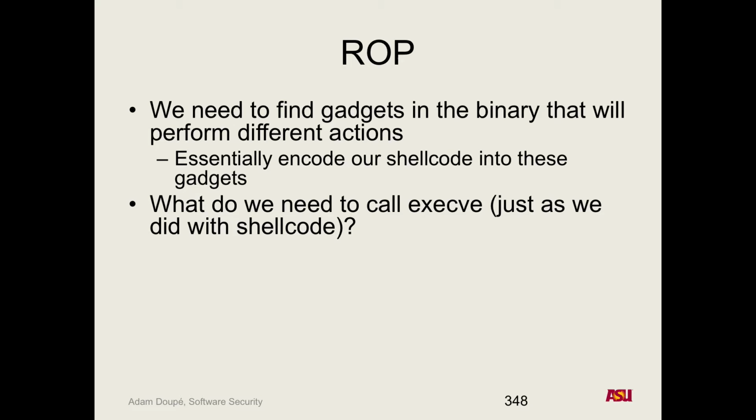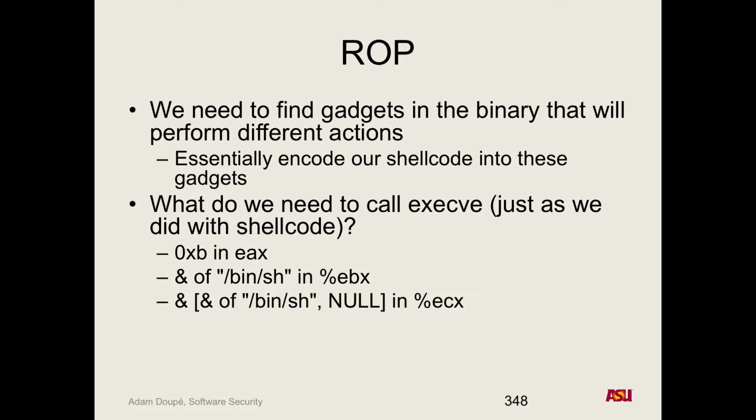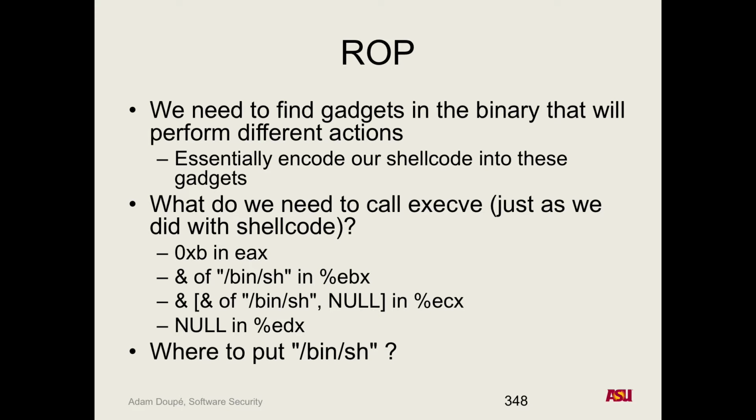So what do we need? Well, like we said, 11 in the EAX, the address of /bin/sh in EBX, in ECX the address of an array of the address of /bin/sh and null, and null in EDX. Question is, where can we put /bin/sh? Now we cannot rely on /bin/sh to be in a fixed location. So let's say we can write somewhere. Where do we actually put /bin/sh?